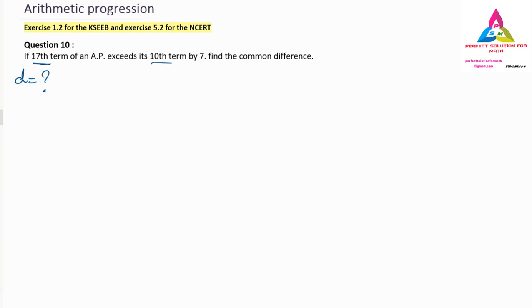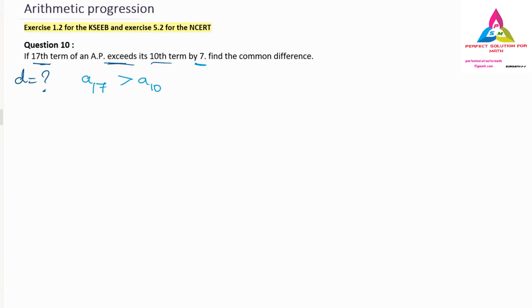The 17th term of an AP exceeds its 10th term by 7. Exceeds is a mathematical term. Exceeds means what? More or less? So exceeds means more. Whenever a question is given, first understand the question. Here they have given A17 exceeds, which means more than A10. How much more? That is nothing but 7. 7 is more than the 10th term they have given.